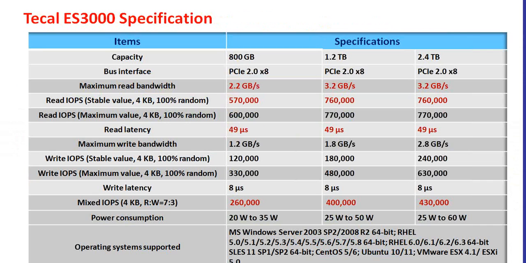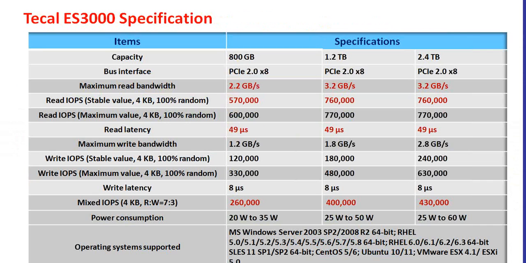Maximum read bandwidth, that's very important when you're doing lots of database read and write. That's really a measure of your throughput. It is 3 gigabytes per second on each. Of course, on the 800 gig it is lower. But the number that I really want to focus on, it is obvious that throughput and bandwidth are very important, but there's another number that many vendors will shy away from. It is really the write latency.